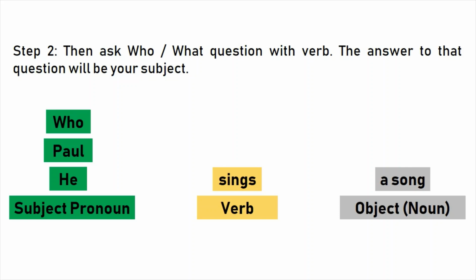For example, in this given example, first we have found the verb to sing or sings. Now we will ask who is doing that action of singing. So Paul is doing the action of singing. So Paul is our subject. Now if we want to replace that subject with a subject pronoun, we will use he. So he will be our subject pronoun of the sentence.